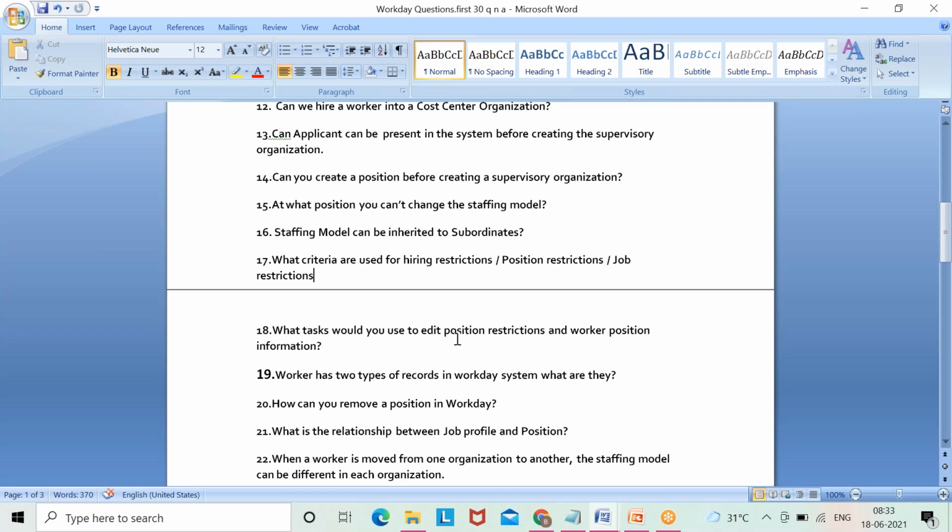What are all the business processes associated? If you would like to edit a position, an unfilled position or a position which is filled, what are all the business processes required?